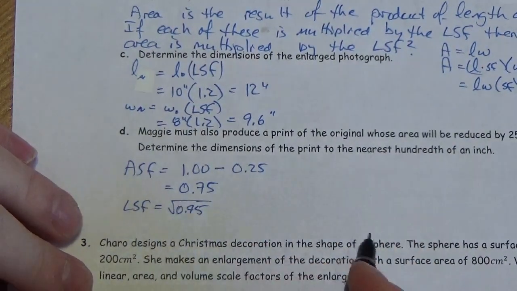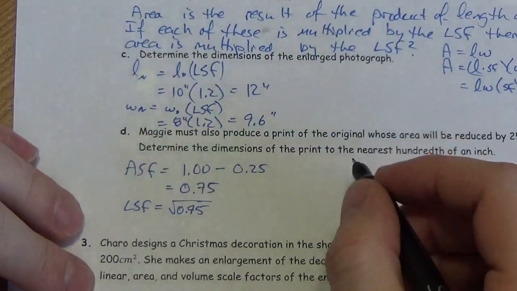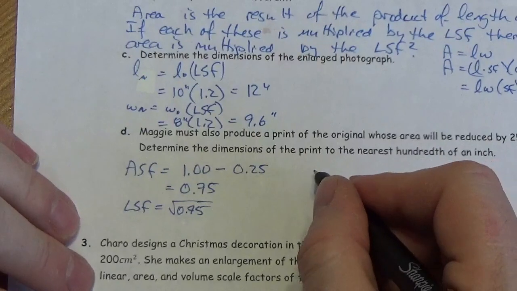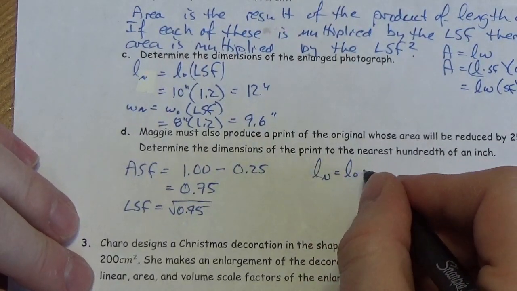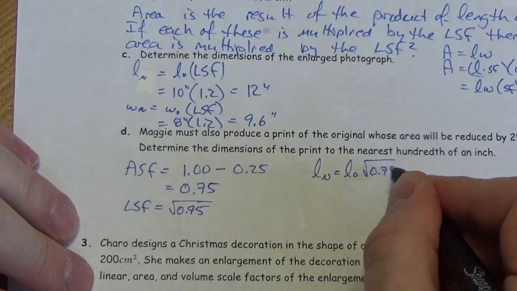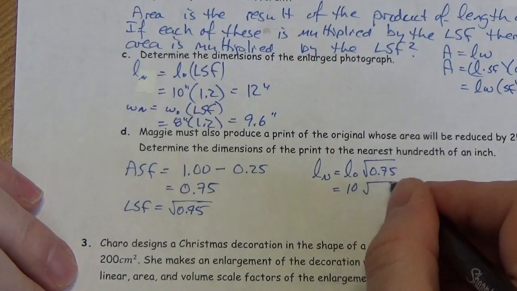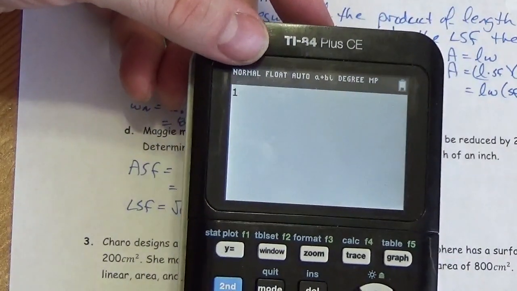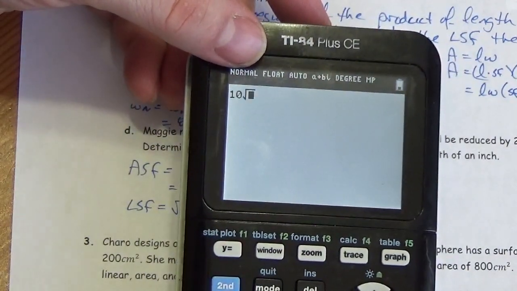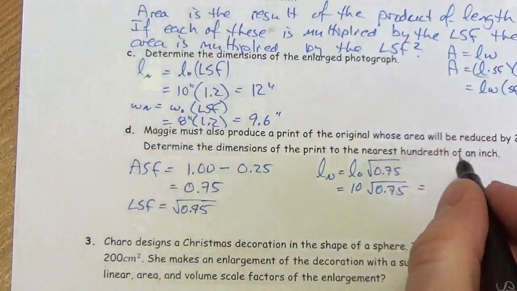Now, I know that that's not going to work out to be a really pretty number here, so I'm just going to leave it like that. The calculator can handle that anyway. So if I want the length of the new, that is going to be the length of the old multiplied by the square root of 0.75, our linear scale factor. So that's going to be 10 multiplied by the square root of 0.75. I'm going to have to do that one on my calculator here. We get 8.66.